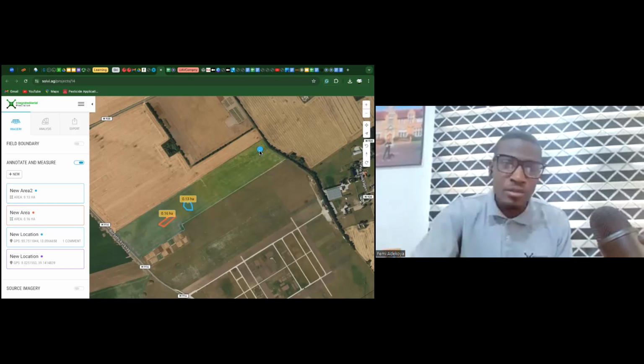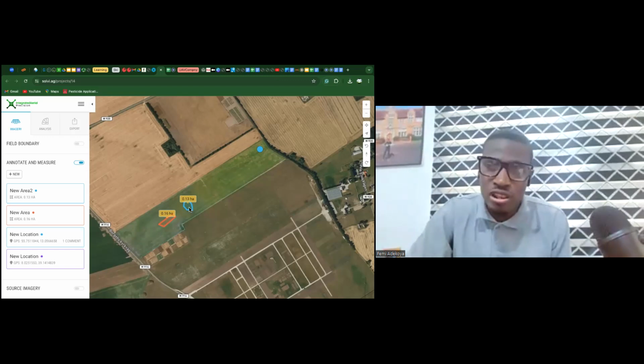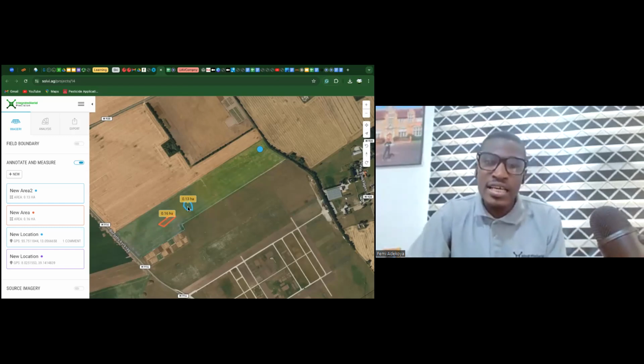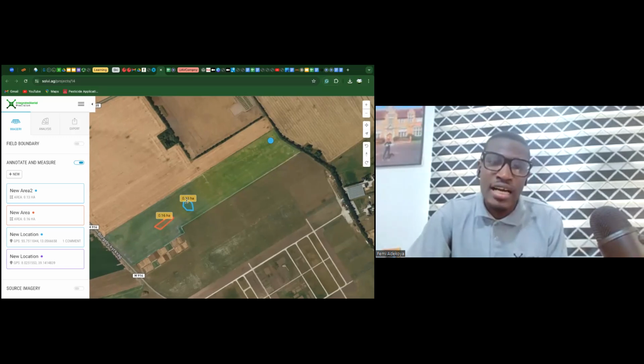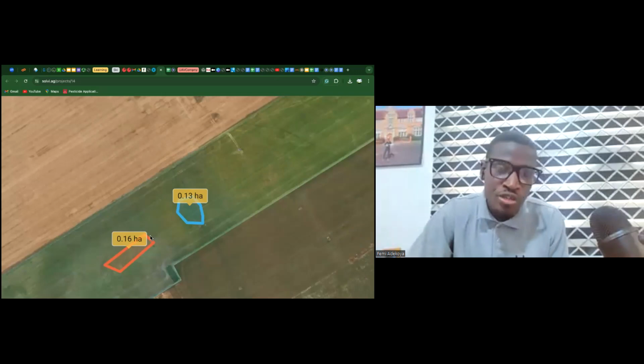I can be able to do that exactly. So if a particular area of the field is bushy, diseased, or a hotspot of pests, I can mark it out and annotate it and get the dimension of the land. As you can see on the field, 0.13 hectares for this blue area, which has been marked, and 0.16 hectares for this red area, which has been marked.